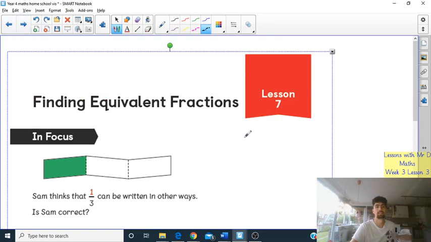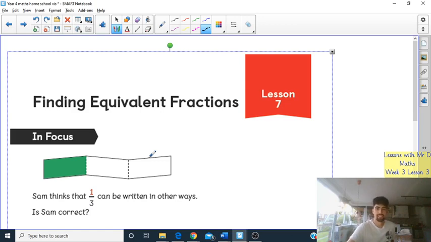Right, finding equivalent fractions. Here's an in focus task then. And you guys can do this. Get yourself a strip of paper and try and either fold it or cut it into 3 equal parts. It can be rough, but as long as you know that they have to be equal parts. And Sam thinks that we can write a third in other ways. Is he right?